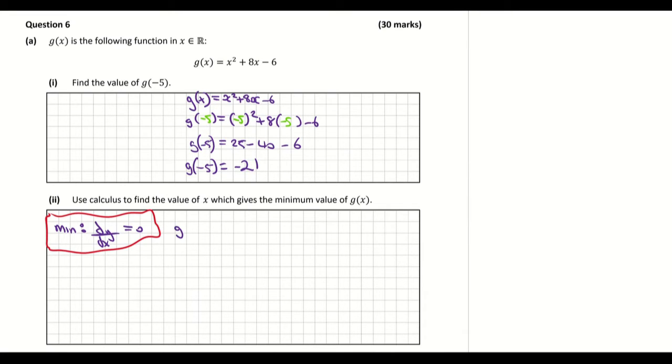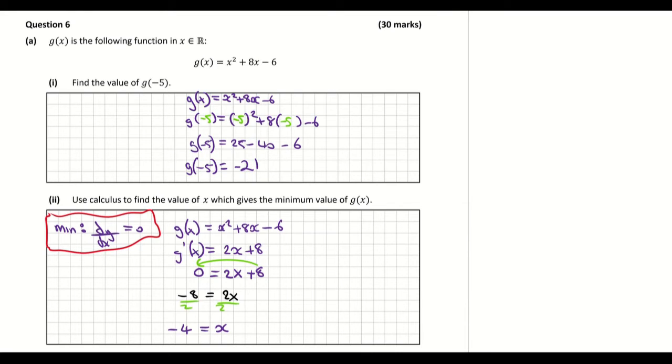So your g of x, your function, is x squared plus 8x minus 6. The derivative of it, differentiated, becomes 2x plus 8, drop the constant. Then your minimum turning point is when that g dash of x, or your dy dx, is equal to 0. So I'm going to let that equal 0 and solve that, just a little bit of algebra. Take 8 away from both sides, so I get 2x is equal to minus 8. Dividing both sides by 2 will get me x equals minus 4.